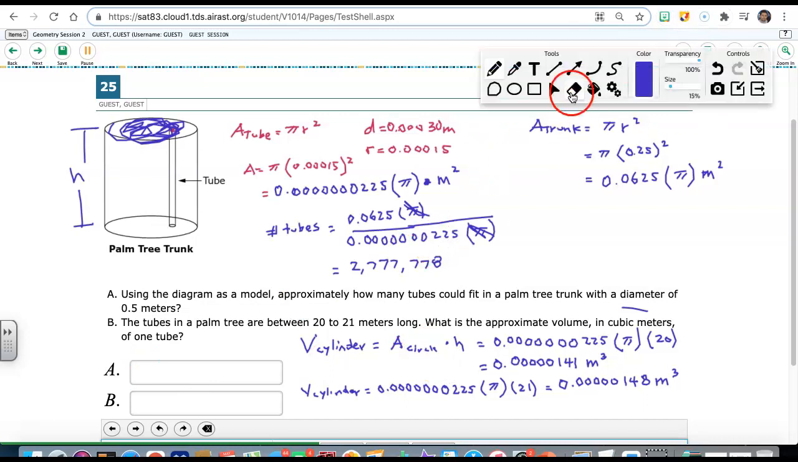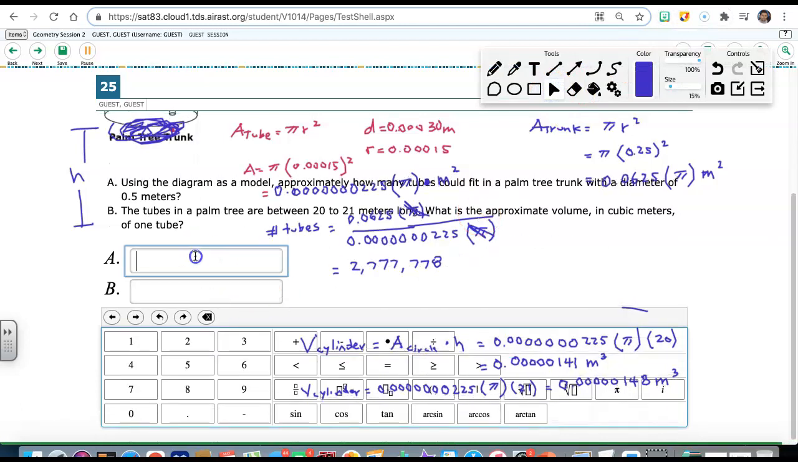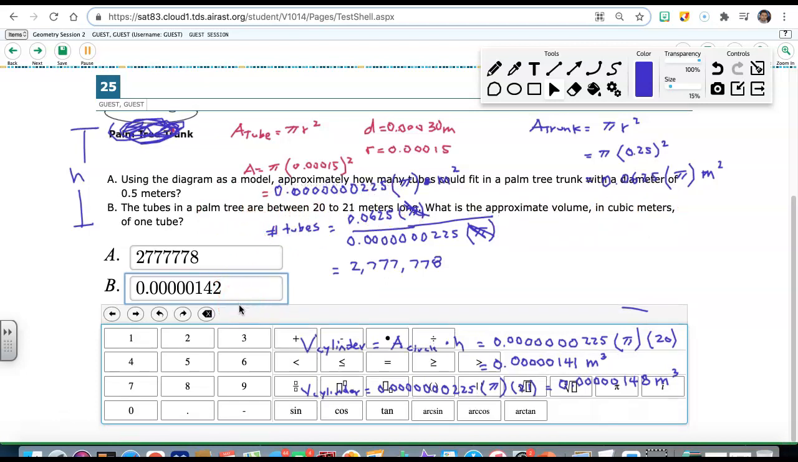Hold on, let's get it here. Let's type it. My first answer is the amount of tubes, which is 2,000,000, 123,128. And the second answer is anywhere from here to here. So I can say 0 point, and there were 5 zeros, then, just to make sure I don't make a mistake, 142, in between 141 and 148, and we're done. Because they're not giving you a place to put a range of two values, anywhere in that range works, and that will be my answer.